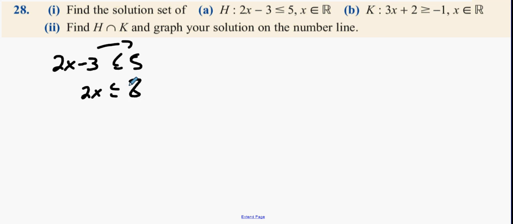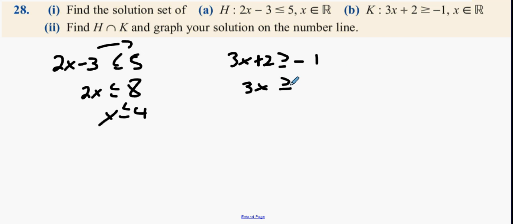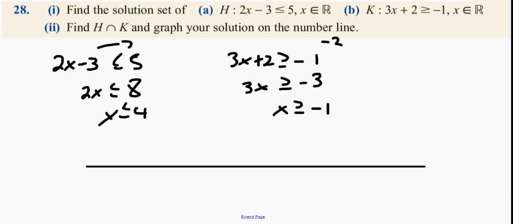2x less than or equal to A, x less than or equal to... Next one, 3x plus 2 greater than or equal to minus 1, 3x greater than or equal to minus 3, x greater than or equal to minus 1. Draw it on a number line. Where do I start?